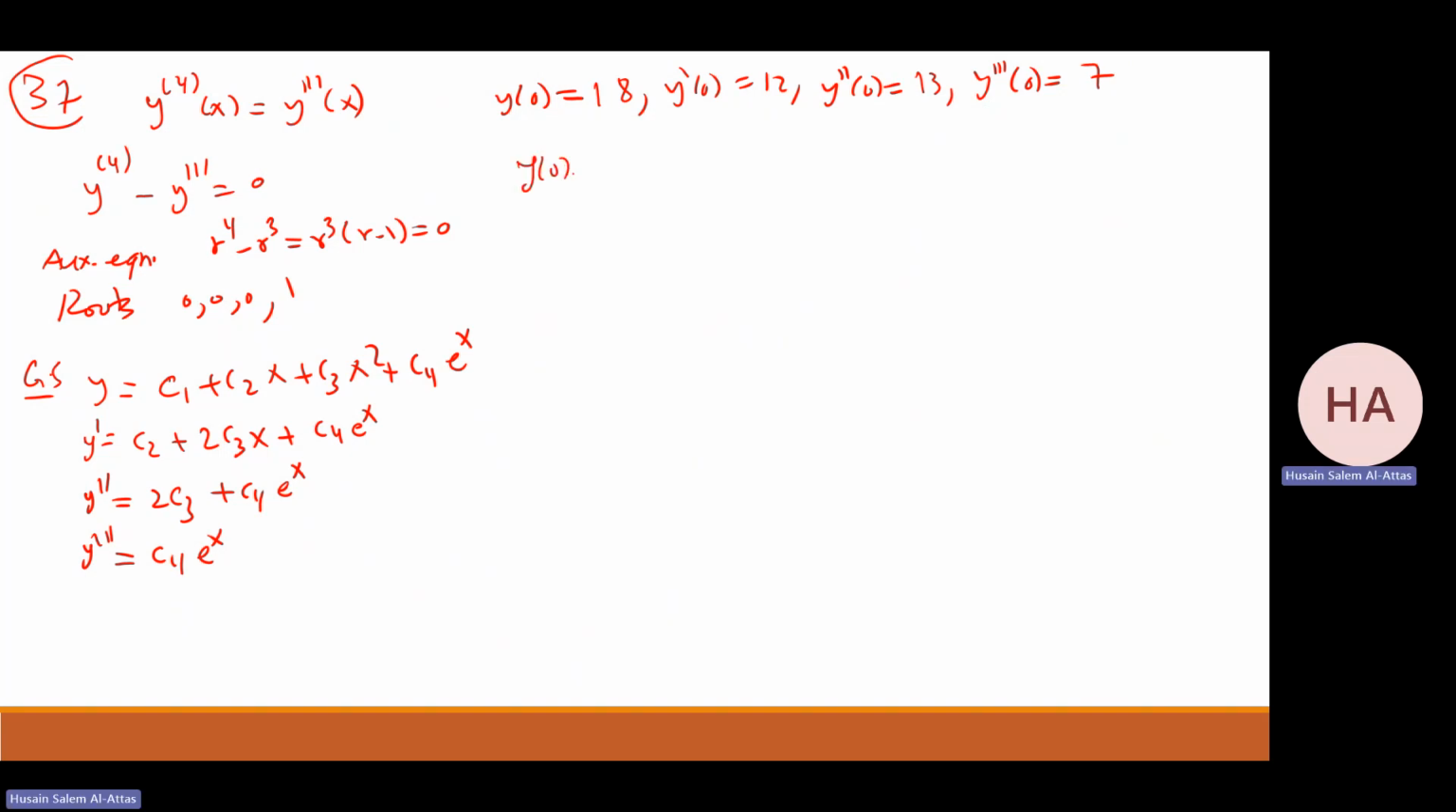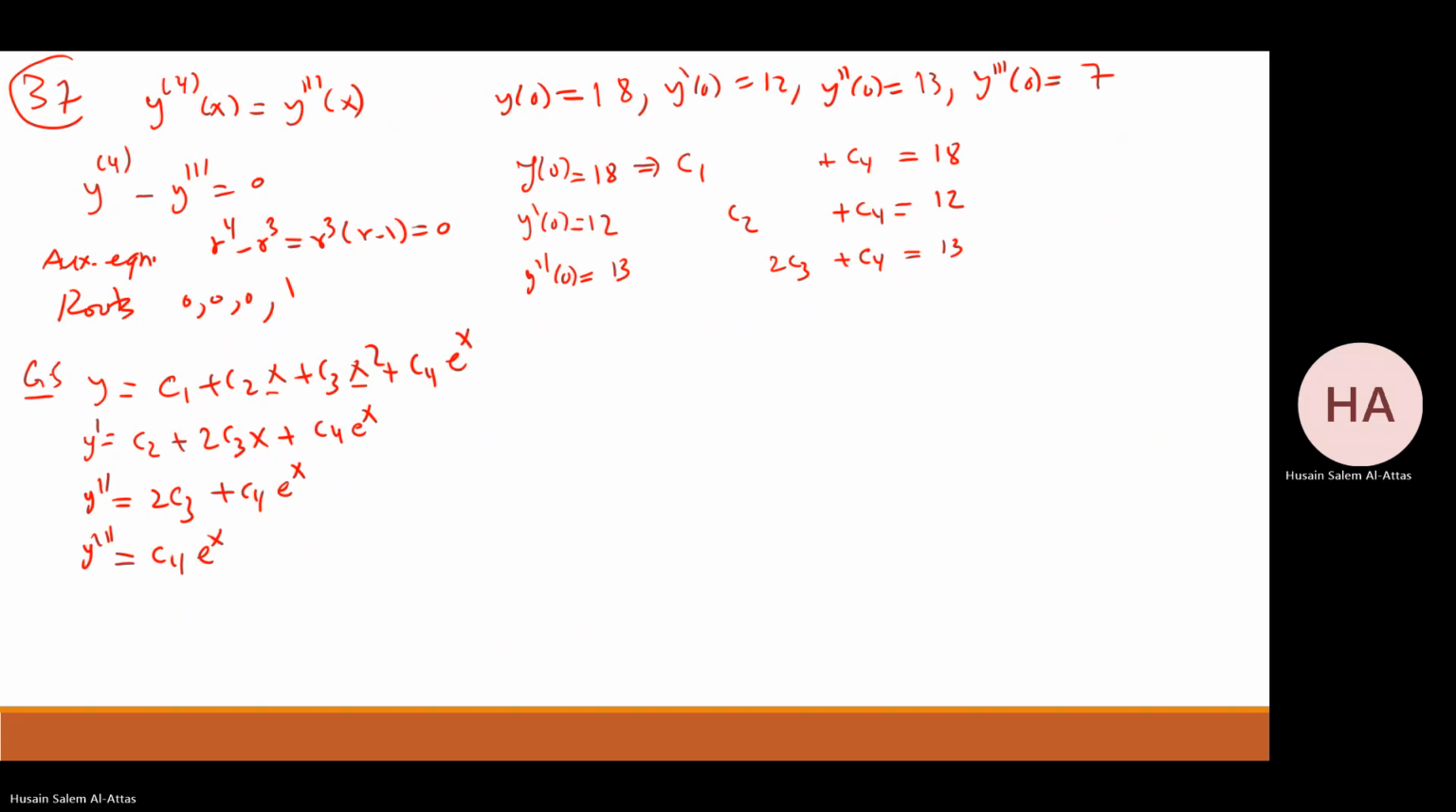Y at 0 equals 18. So we have C1 plus C4 equals 18, because this will be 0. Okay. Y prime at 0 equals 12. That means C2 plus C4 equals 12. Y double prime at 0 equals 13. That means 2C3 plus C4 equals 13.